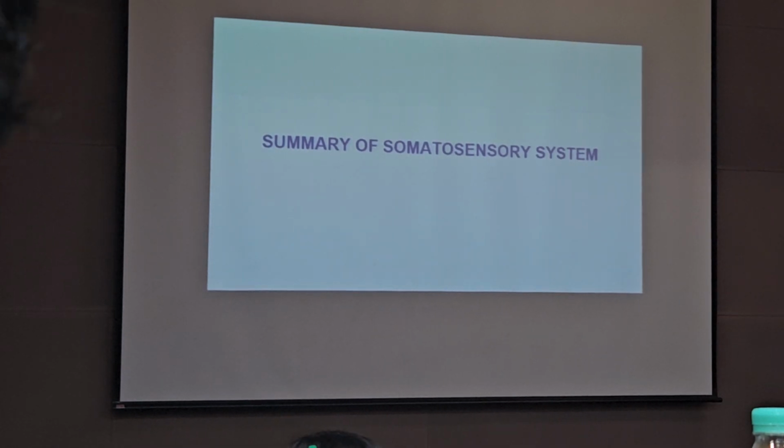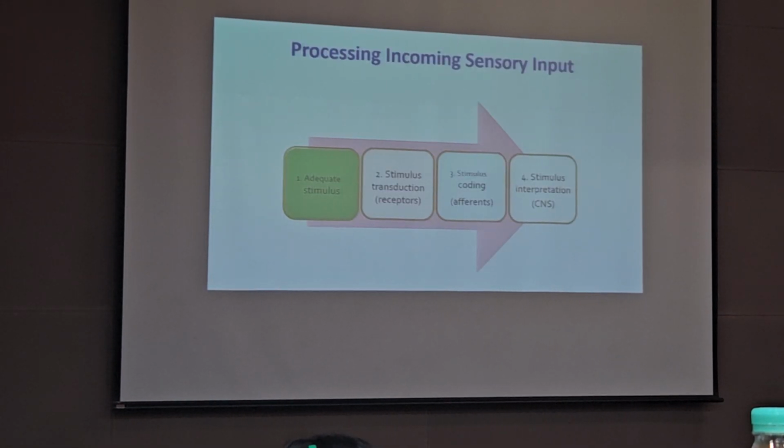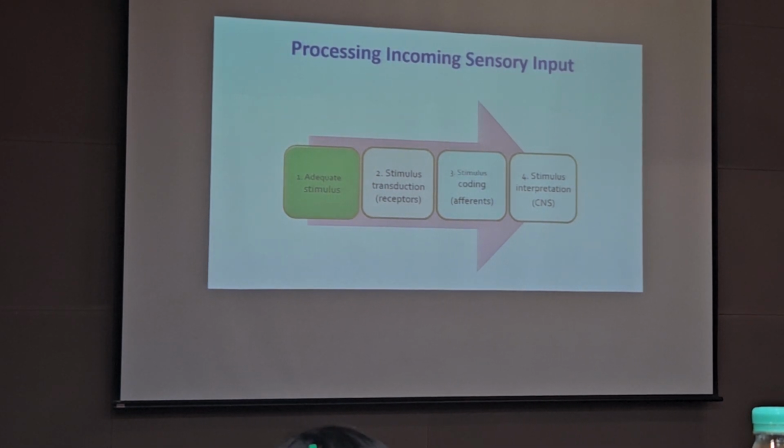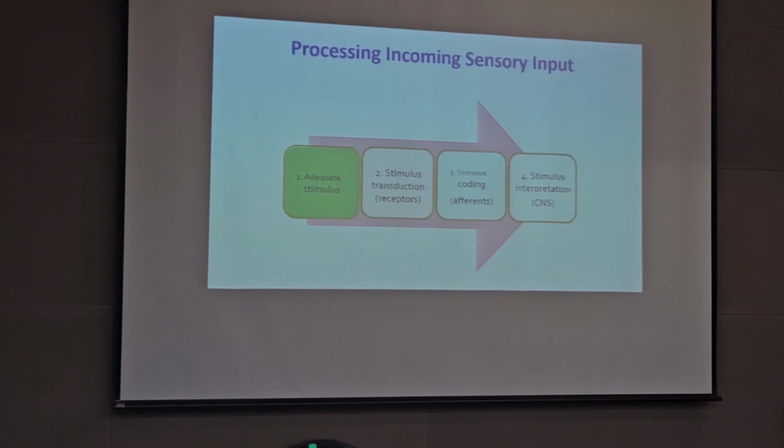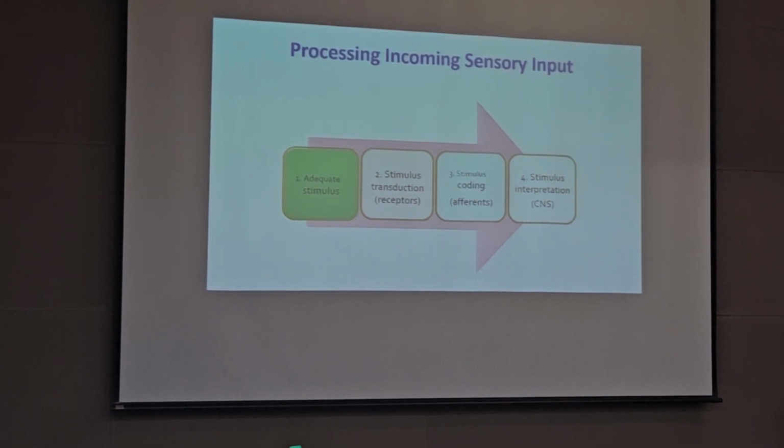To summarize the somatosensory pathway, sensory processing starts from the stimulus, which is sensed by receptors. We have different types of receptors. The receptor transforms mechanical energy into the form of an action potential. That action potential is coded by the afferent or sensory nerve, whether the DCML pathway, A delta nerve, or the lateral spinothalamic tract with A delta and C nerves, and it is interpreted by the central nervous system.